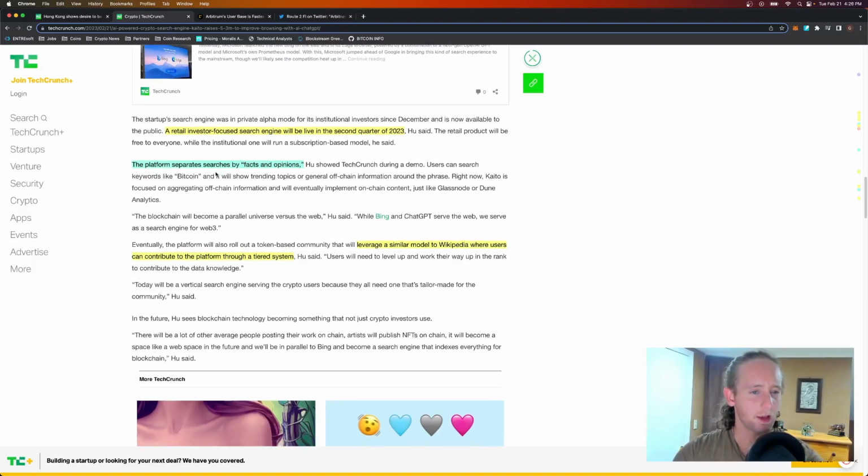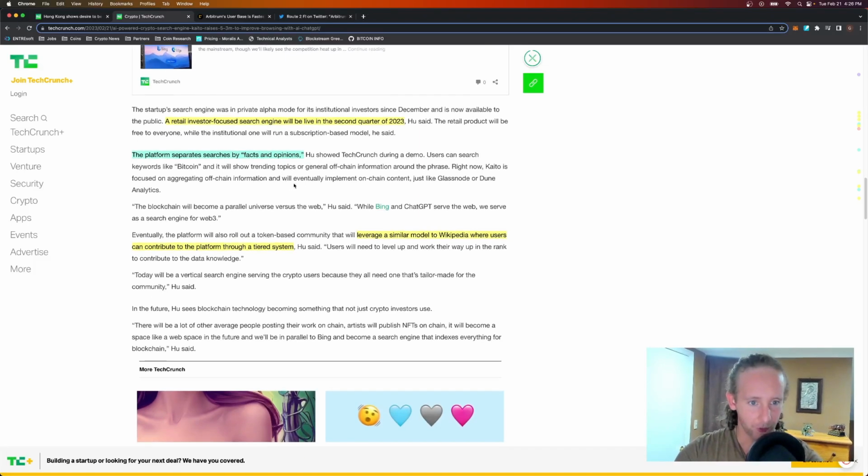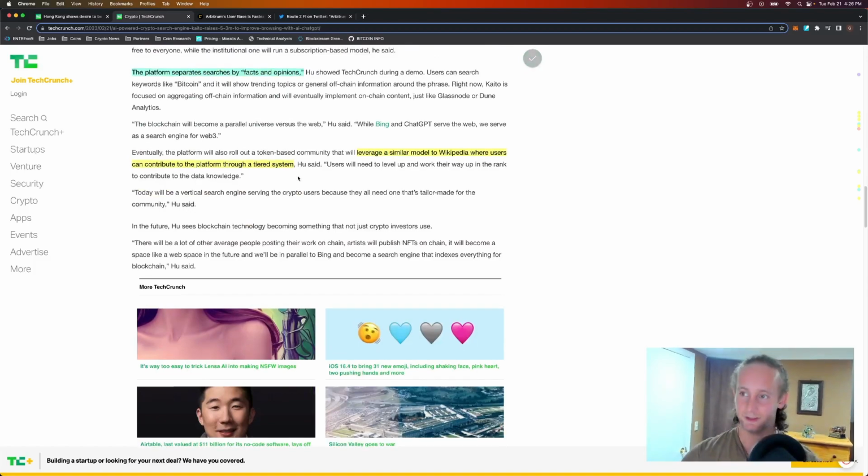What's cool is that it's going to separate searches by facts and opinions. I'm not entirely sure how it's going to do this exactly, but it's pretty cool that it allegedly is going to be able to determine the difference between these two. Another thing it'll do, it'll have a model similar to Wikipedia, where you can contribute to it, just add knowledge, and you can level up. The better you do, the higher your ranking, and the more weight the value you give is ranked.